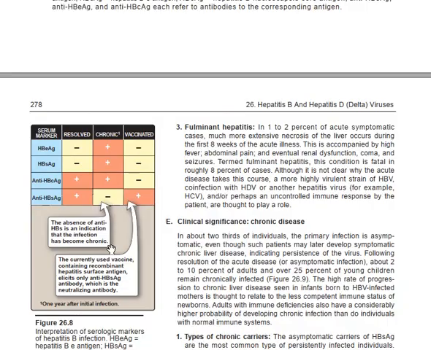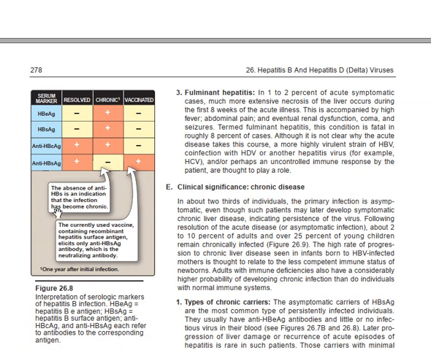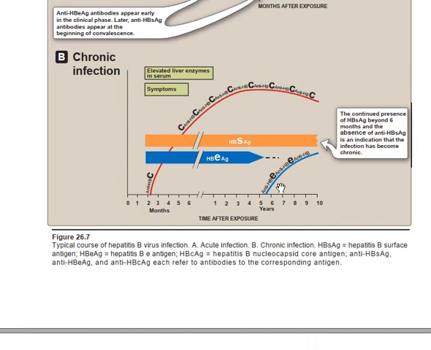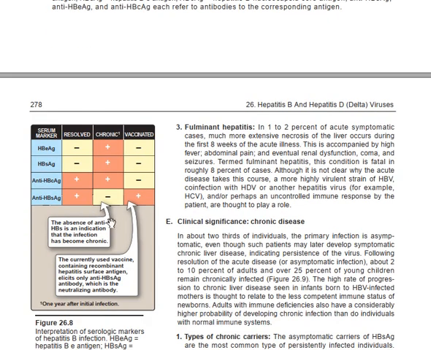Now, these are the interpretations. So how do you interpret? You have hepatitis B envelope antigen, hepatitis B surface antigen, anti-hepatitis B core antibodies, and anti-hepatitis B surface antibody. Now, let's start interpreting. Here, the absence of anti-hepatitis B surface antibody is an indication that the infection has become chronic. So if you don't see the anti-hepatitis B surface antibody in the blood, but you still see the presence of the other markers, it means that this is a chronic infection.